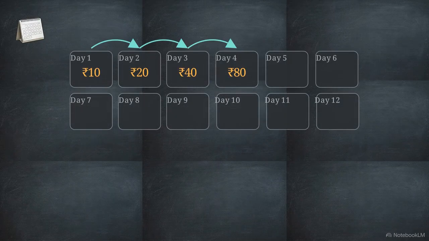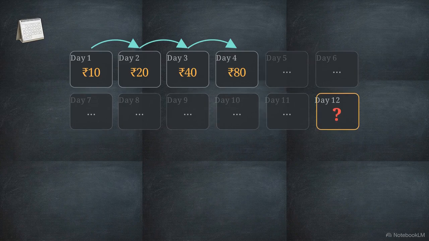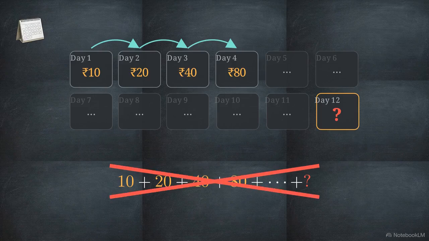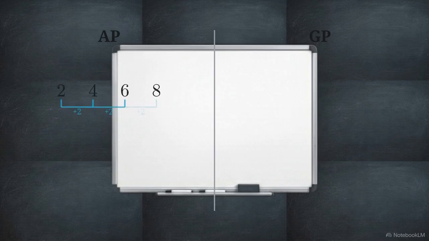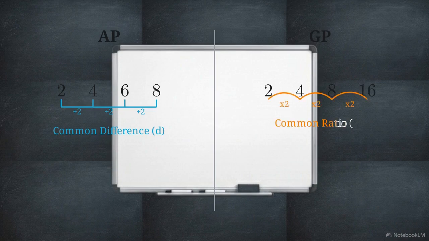To figure out the total amount you've spent by day 12, you could manually add all 12 numbers together. But as the days increase, the arithmetic becomes incredibly tedious. This is a visual breakdown of how we solve this faster: geometric progression. In our previous work with arithmetic progression, or AP, sequences grew by adding or subtracting a common difference. Here, GP sequences grow by multiplying or dividing by a constant number, known as the common ratio.